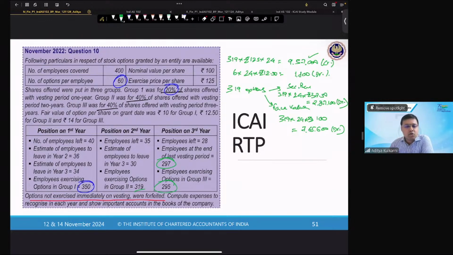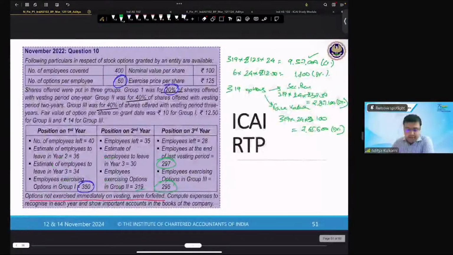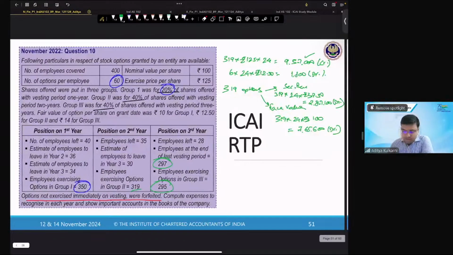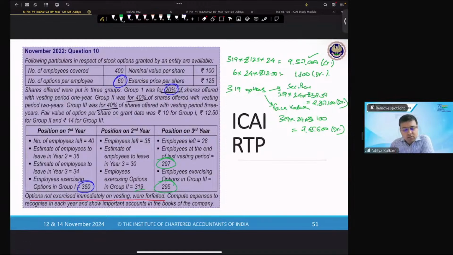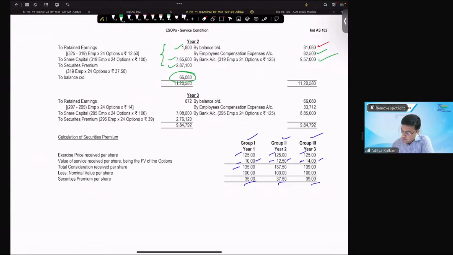So quickly, 295 into 125 rupees into 24 shares. That will be the cash receipt, 8,85,000. Out of which 100 will go towards face value and securities premium will be 39 rupees. Perfect. 7,08,000 share capital, and 2,76,120 securities premium. Perfect. Jeannie, are you following? Yes, sir.